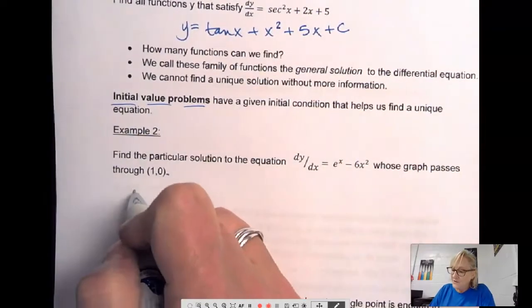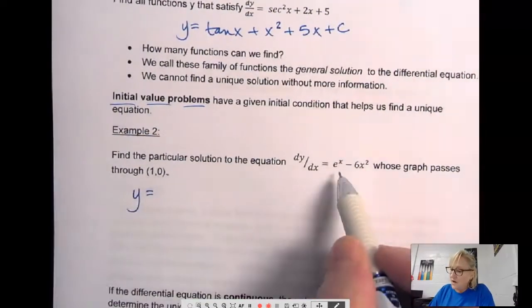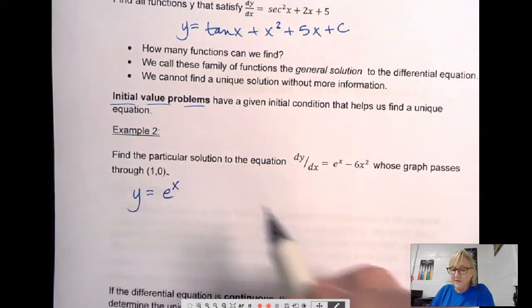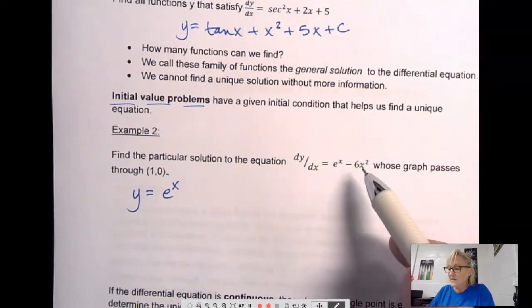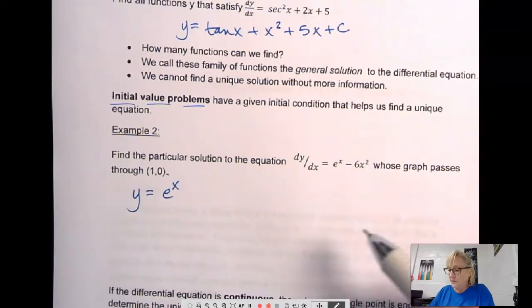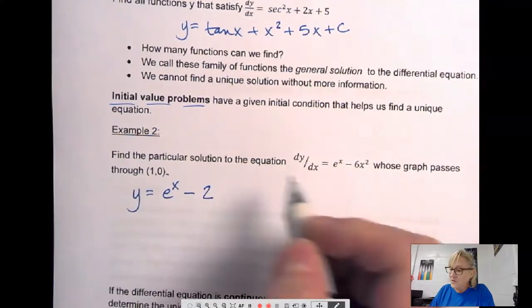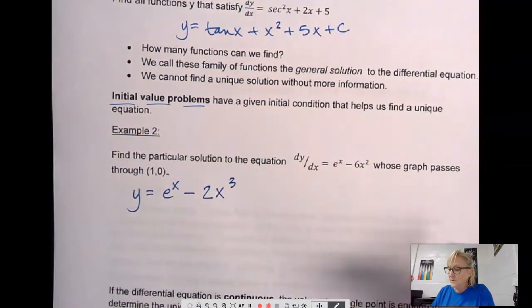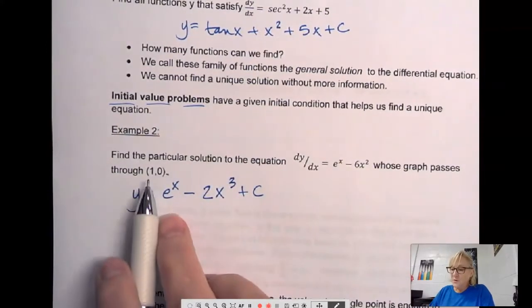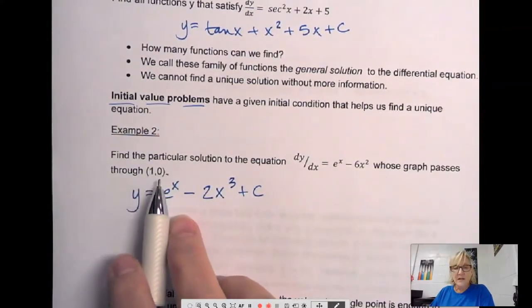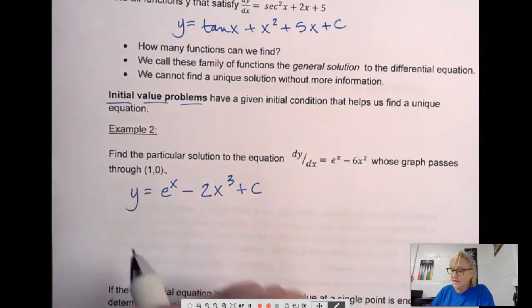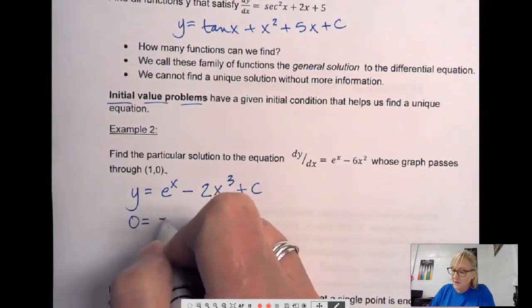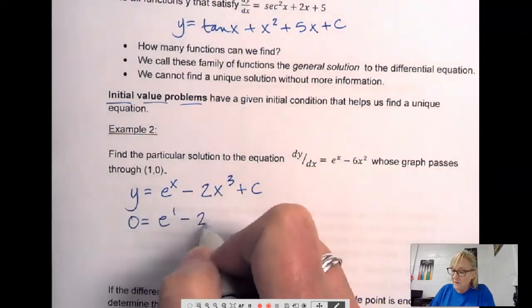Okay, so first thing we do is find that antiderivative. So y equals the antiderivative of e to the x, which is e to the x. The antiderivative of 6x squared would be 6x cubed over 3. So that becomes 2x cubed. And then, of course, there could have been a constant there. So when we have this initial value, we can go further and find c. This means when x is 1, y is 0. So I'll let y be 0, x be 1.